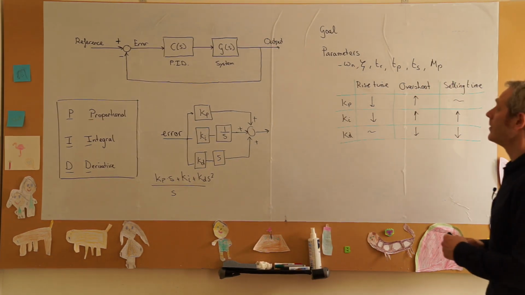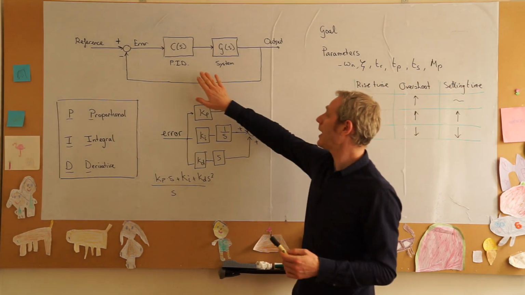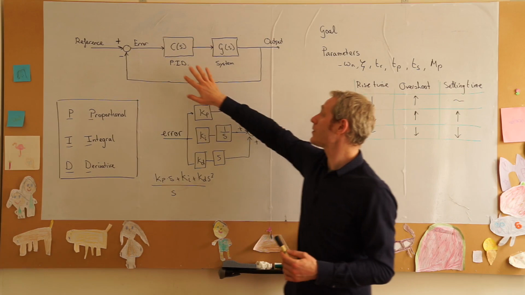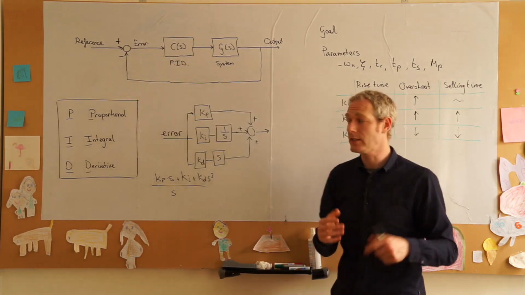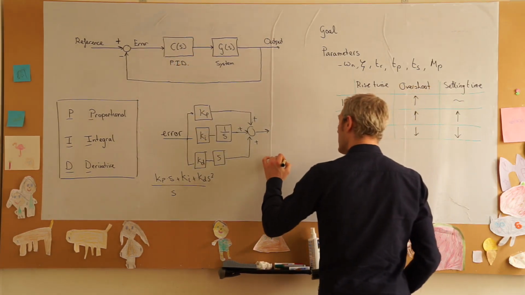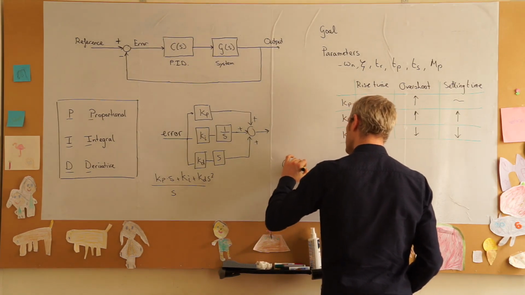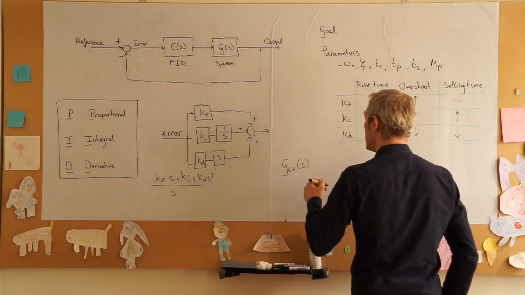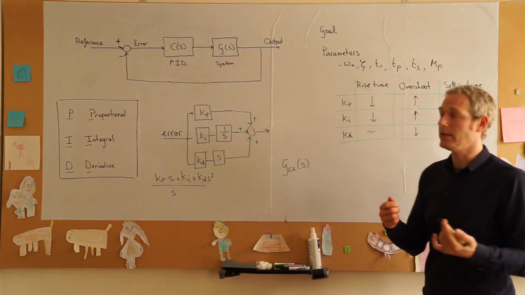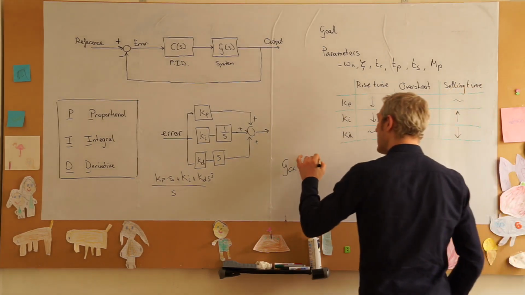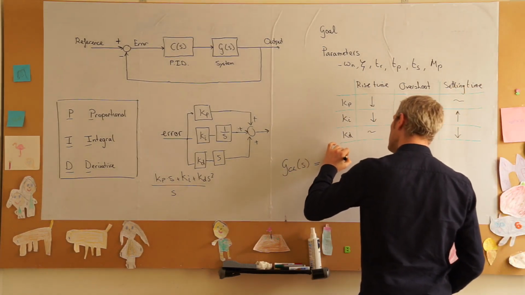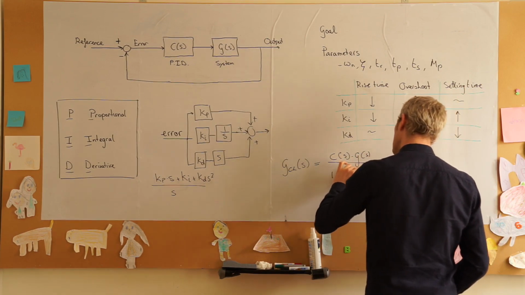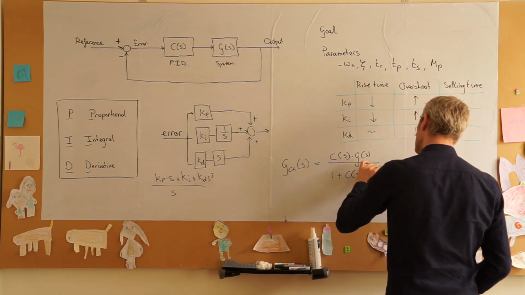So, well, let's next look at, so we have the transfer function for our system, we have the transfer function for our controller, but we have a closed loop system. What is our closed loop transfer function? Well, we've seen how to reduce block diagrams and how to calculate the transfer function of a system like that. And we find that it is C(S) times G(S) over 1 plus C(S) times G(S).